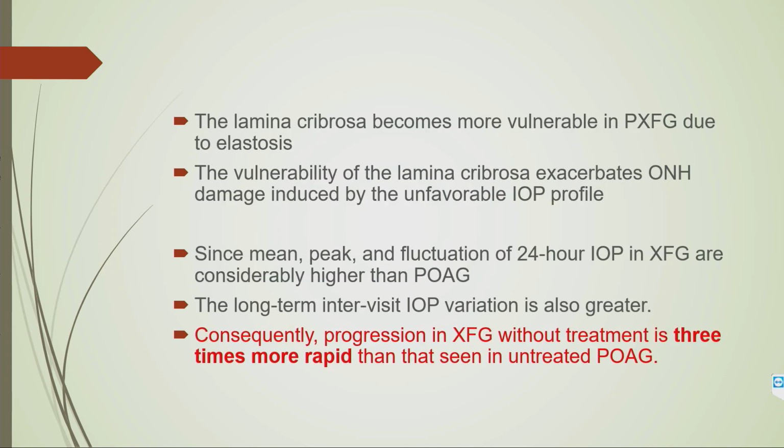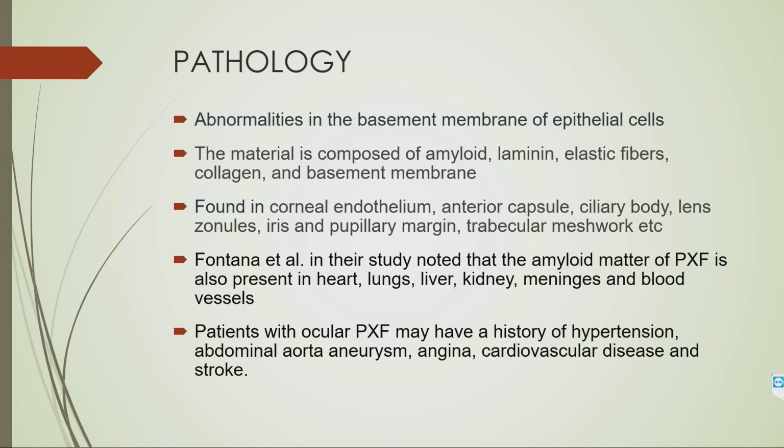Another thing is that the lamina cribrosa becomes more vulnerable to glaucoma because here the mean peak and fluctuation is very high, and the intervisit IOP variation is also greater. So the vulnerability of the lamina cribrosa increases the optic nerve damage by the unfavorable IOP profile, and consequently progression without treatment is 3 times more rapid than that seen in untreated open-angle glaucoma.